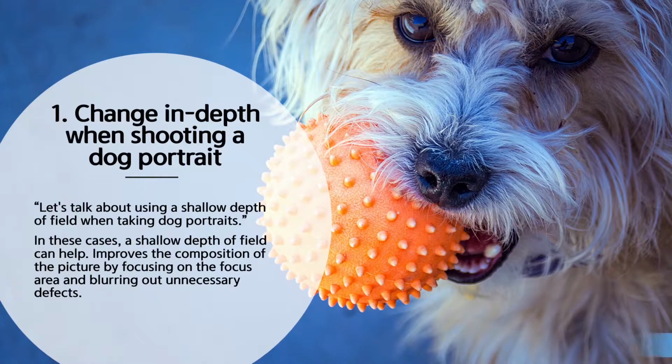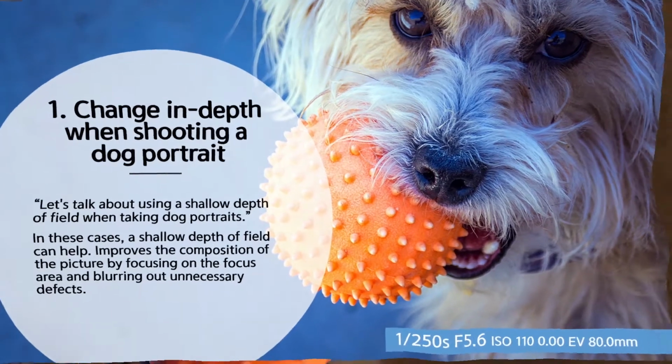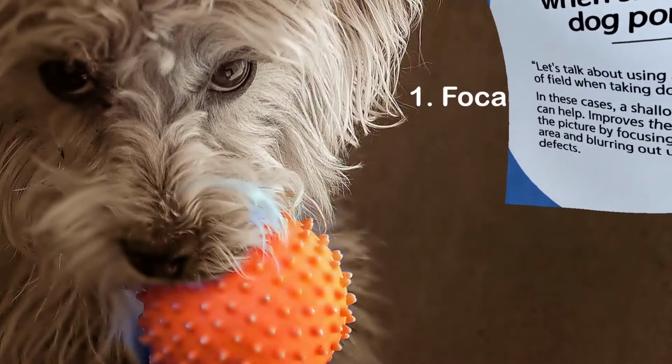One. Change in depth when shooting a dog portrait. Let's talk about using a shallow depth of field when taking dog portraits. In these cases, a shallow depth of field can help. It improves the composition of the picture by focusing on the focus area and blurring out unnecessary defects.